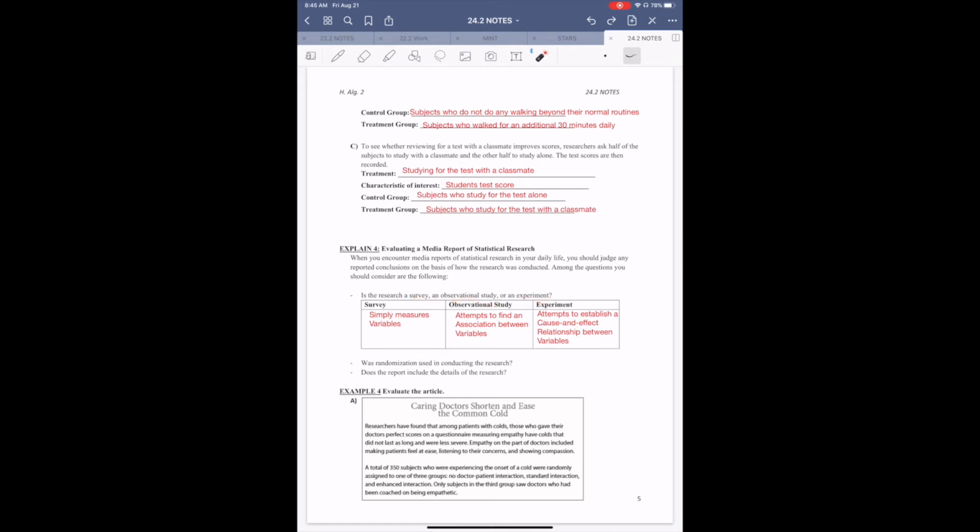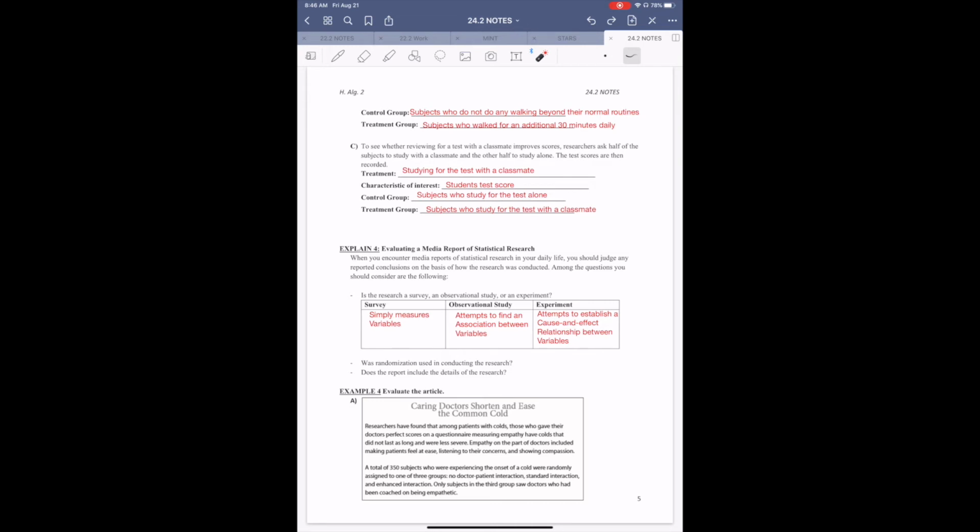Other questions you might want to ask yourself: was randomization used in conducting the research, right? In other words, was random sampling used, or what kind of sampling was used? And finally, does the report include the details of the research? We want to know as much as possible about how the conclusions were found, right? What kind of variables did they measure? How did they measure? What were the statistical values?